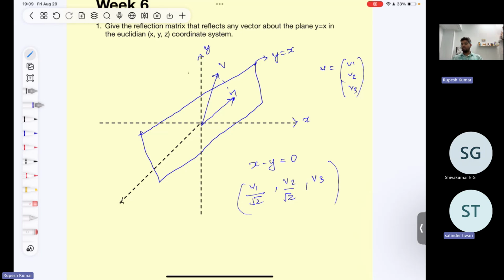Fine. You can do this, but you already know how to find the shortest point on a plane from a point, right? The nearest point on a plane from a point in 3D. We already know this, right? You can use this to get this answer. Am I right?